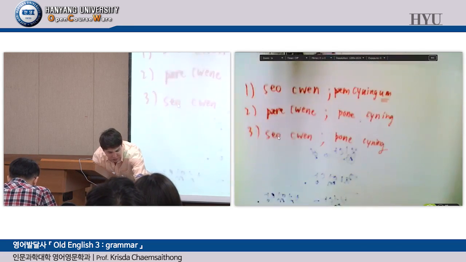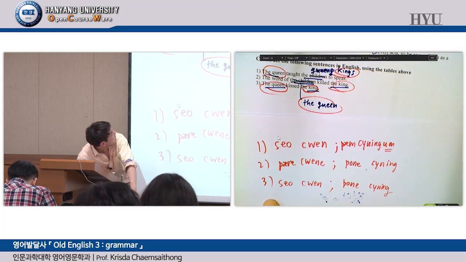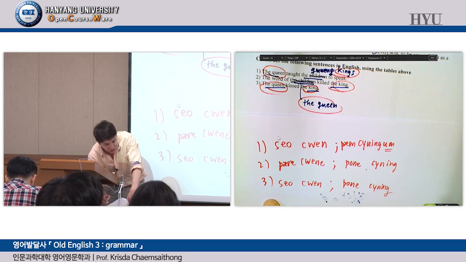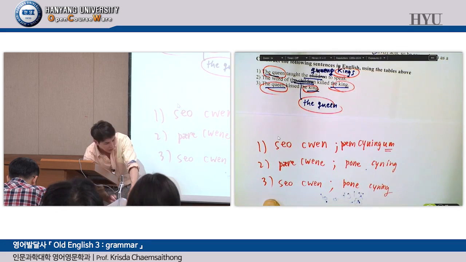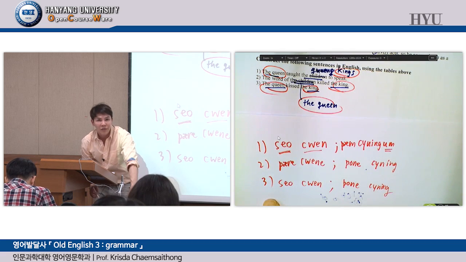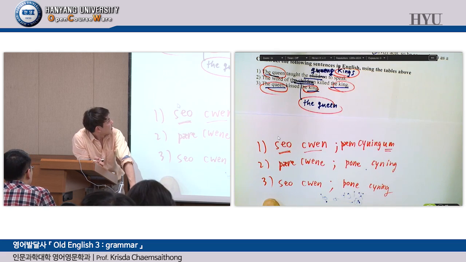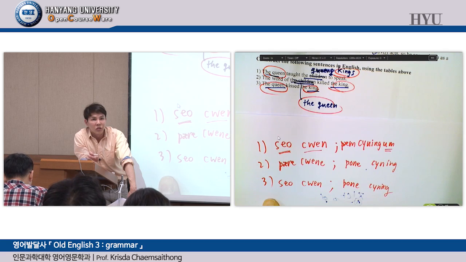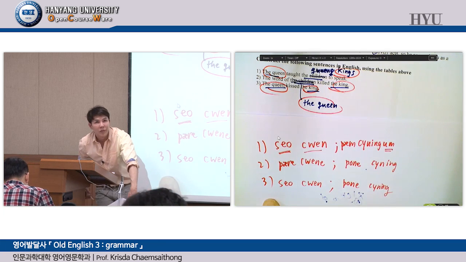I think I should explain also. In the first one, the queen taught the kings to speak, right? So the queen here in the first one is nominative, right? Nominative. So you have to use seo queen, right? Nominative, seo queen. So number 1. And the kings with an S would be dative plural, right? Taught something to the kings, so it would be dative plural. The dative plural is always, right? Always. So tam kiningum, like that.